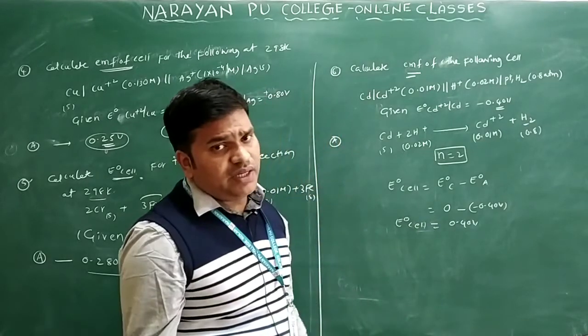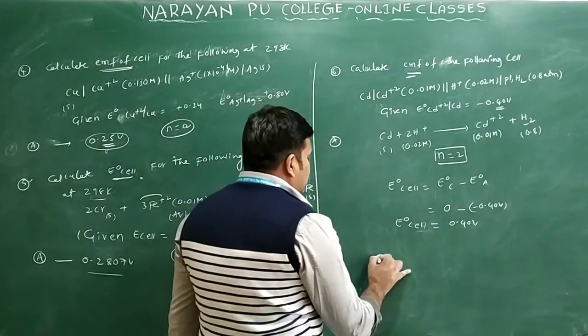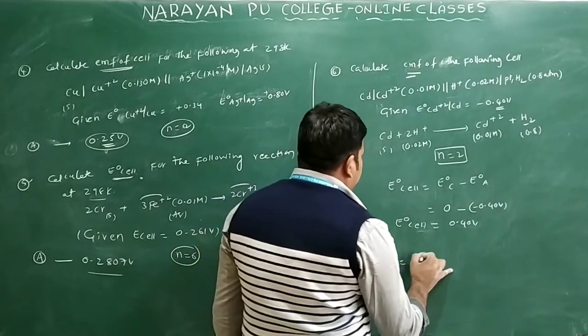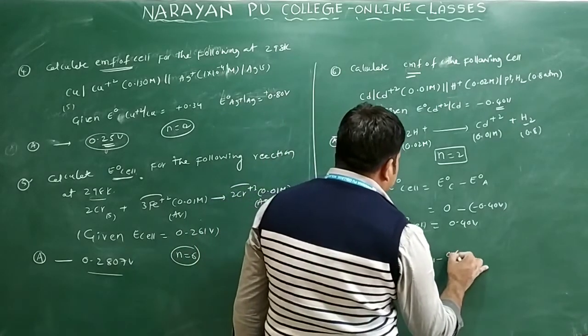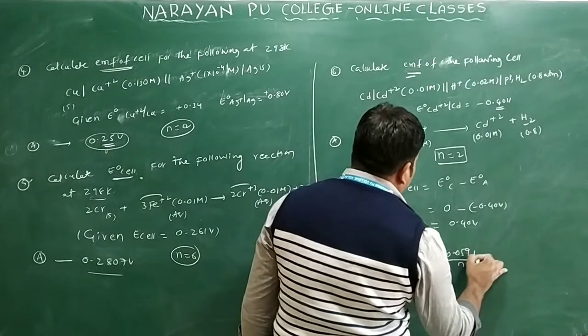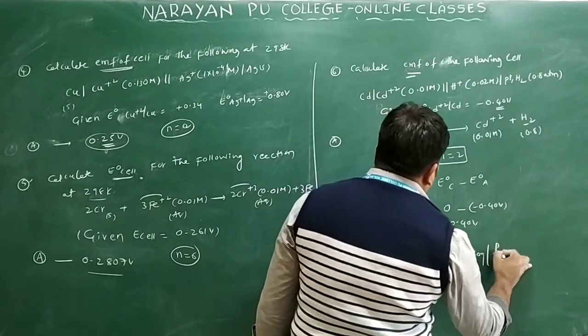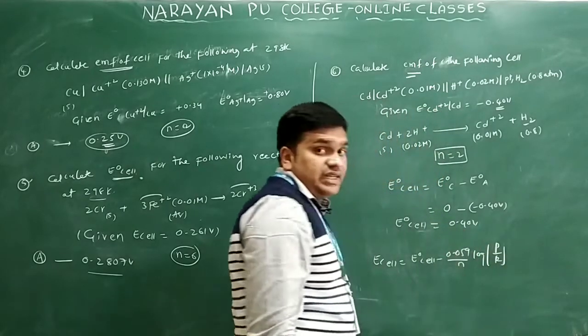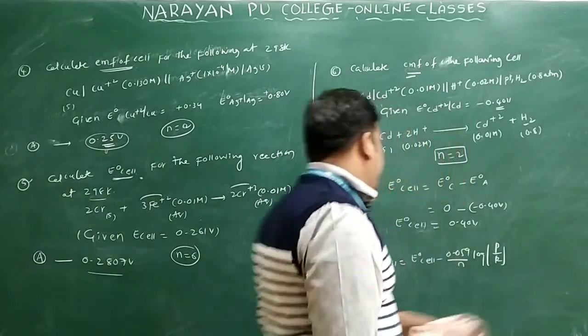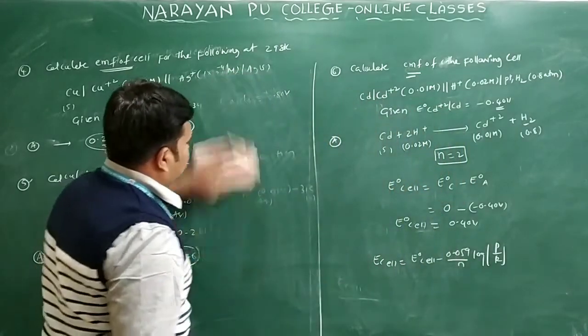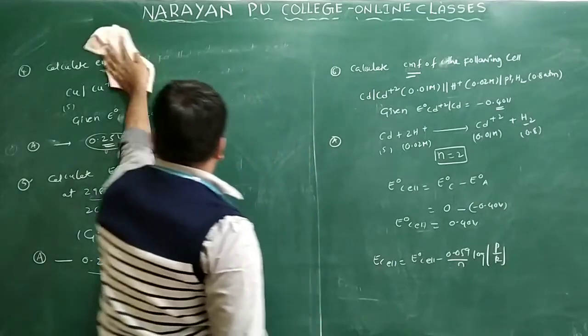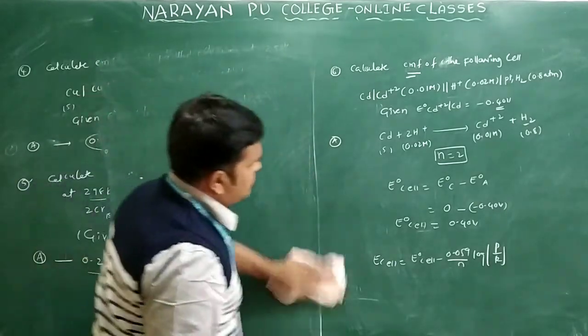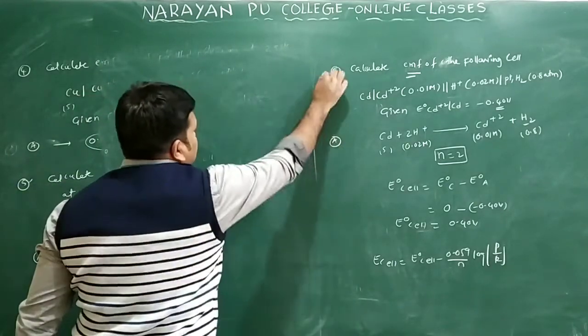Then write the formula. What is the formula we have? E cell is equal to E naught of the cell minus 0.059 by n into log of products by reactants. Now what is the n value change in this reaction? The change in n value is 2 only. Now we can substitute these values in the given equation.